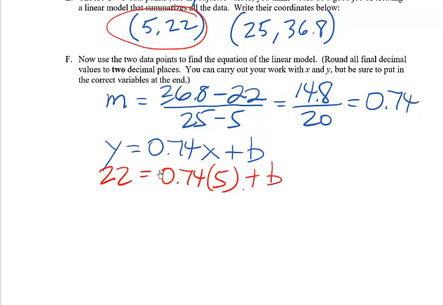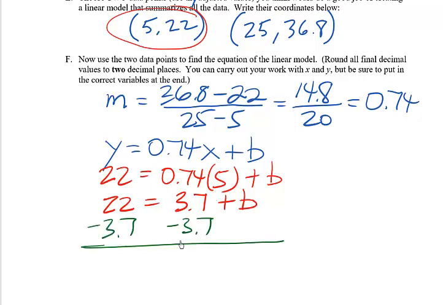And then I just need to do some of the math. 0.74 times 5 is 3.7. And then lastly, subtract 3.7 from both sides. And one more time going to the calculator. And I get a final b value of 18.3.